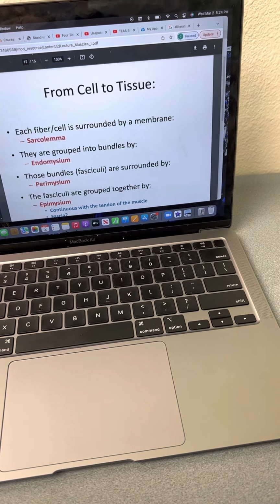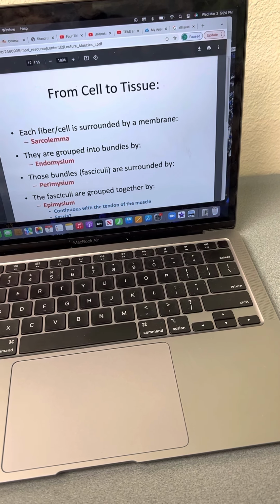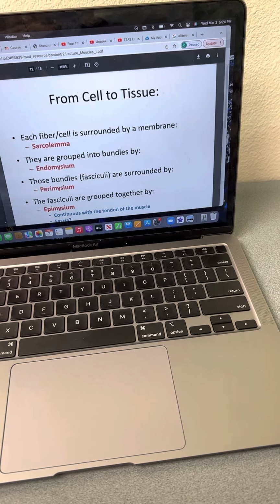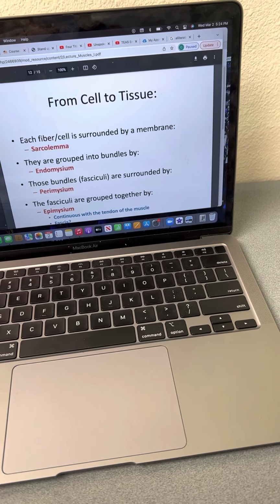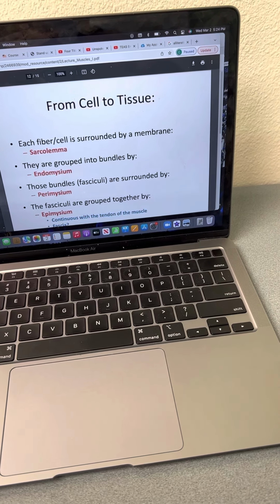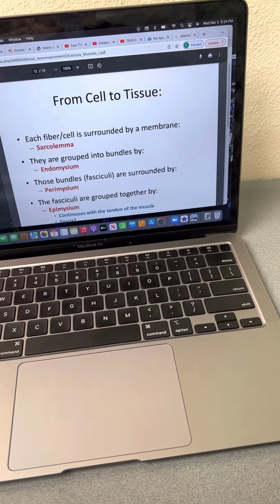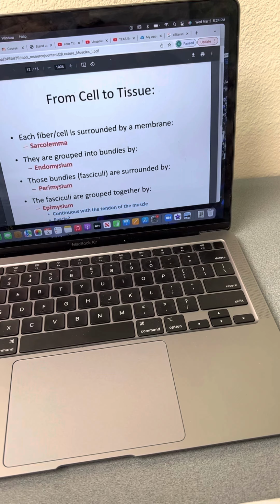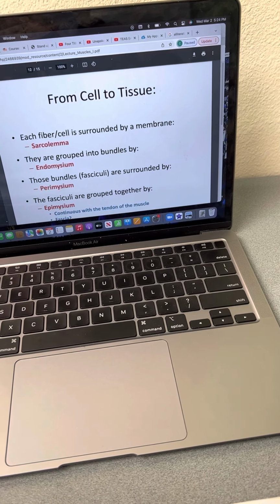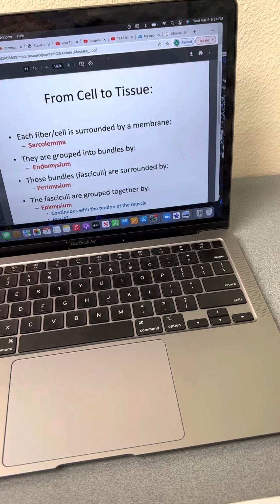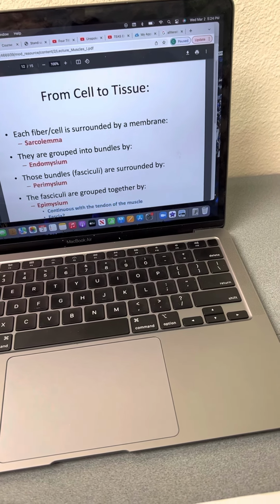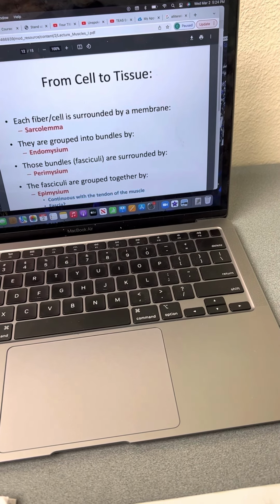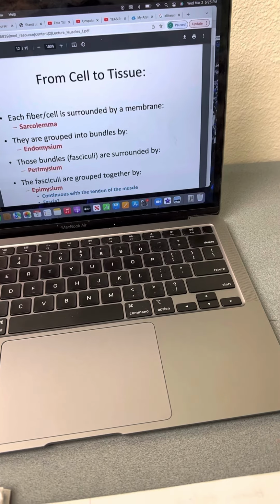Each fiber cell is surrounded by a membrane called the sarcolemma, with two M's. They are grouped into bundles by endomysium. Those bundles, fasciculi, are surrounded by perimysium. Perimysium surrounds the bundles. The fasciculi are grouped together by epimysium.